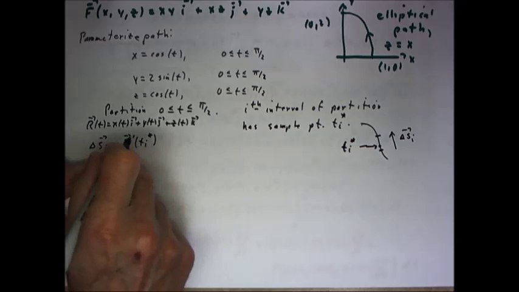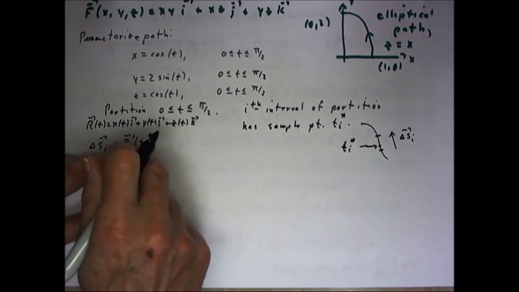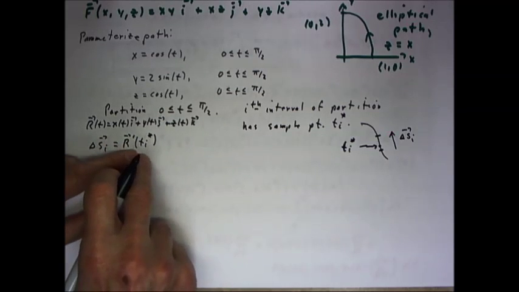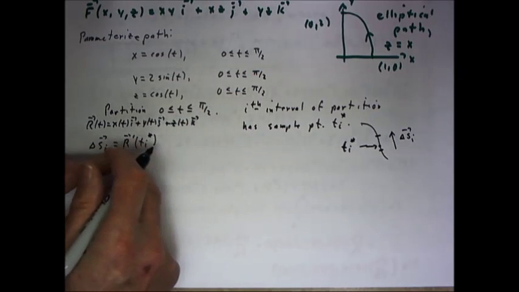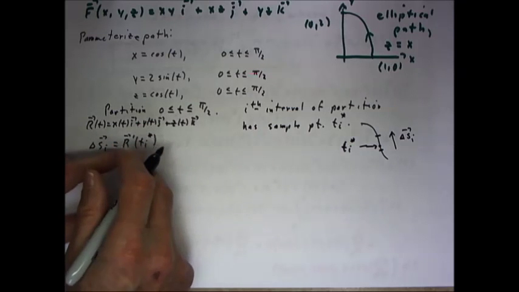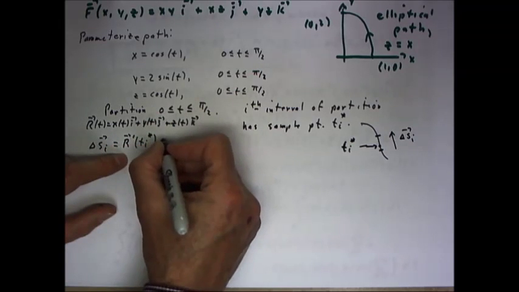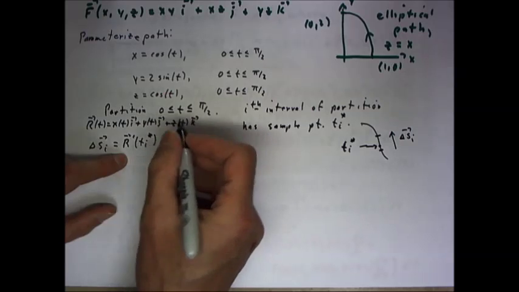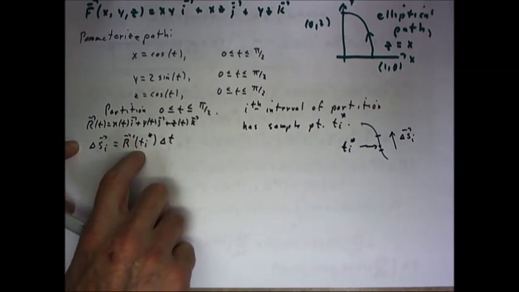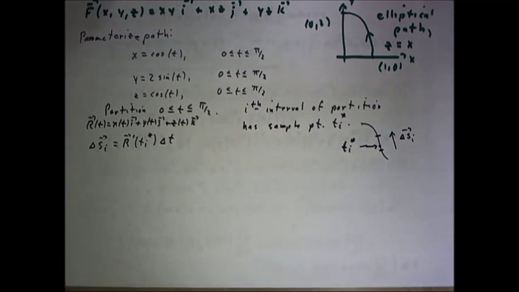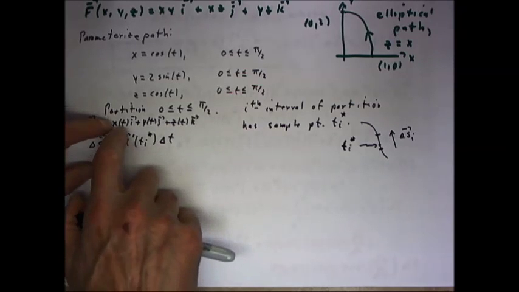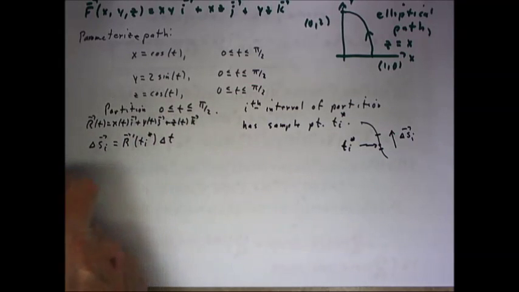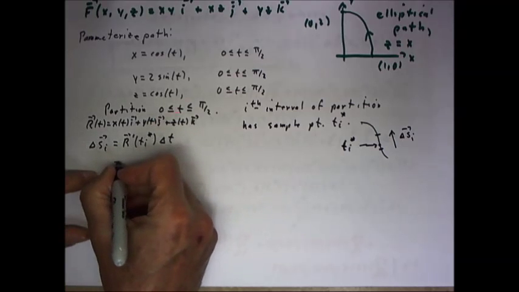This represents, if we interpret t as a time parameter, then this is a velocity. Whatever the interpretation of our t parameter, or even if we don't have an interpretation, the delta s i is still R prime of ti star times delta t. For the given parameterization, of course, R prime of t is just x prime i plus y prime j plus z prime k. This equals what?